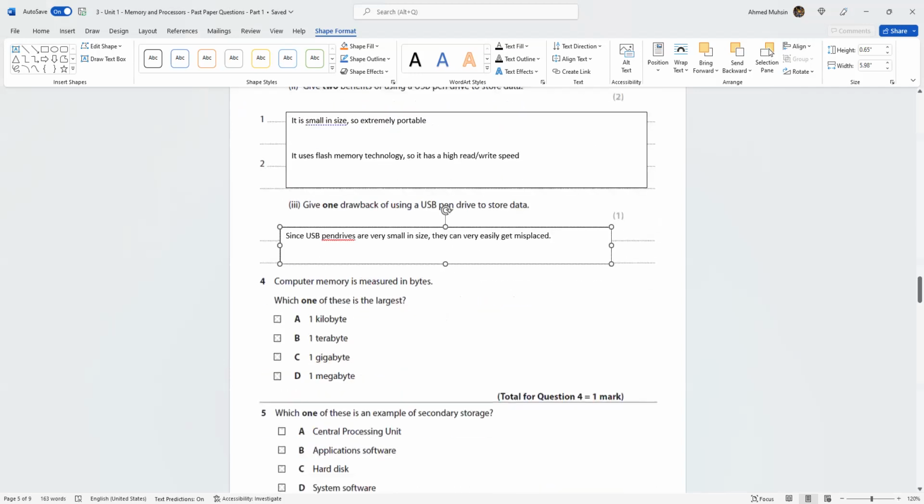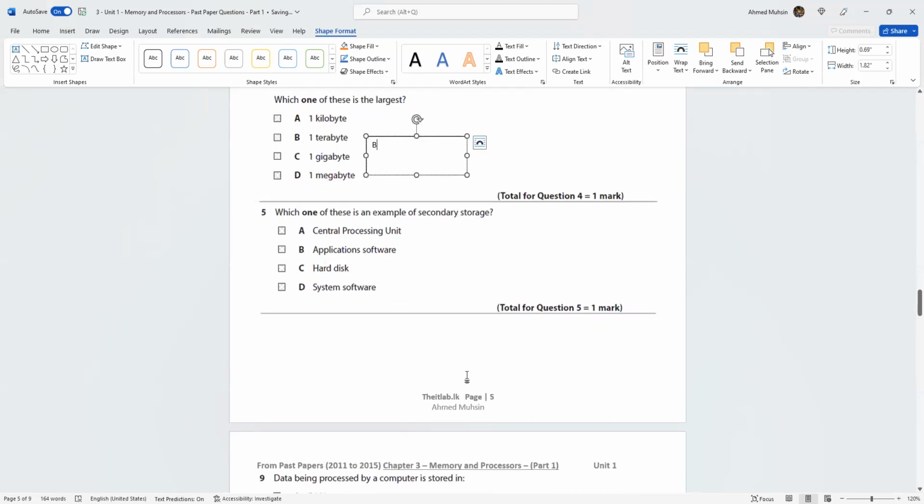Computer memory is measured in bytes. Which one of these is the largest? Kilobyte, terabyte, gigabyte, megabyte, you should know it. It is going to be terabyte. Terabyte is the largest. So the answer is B.